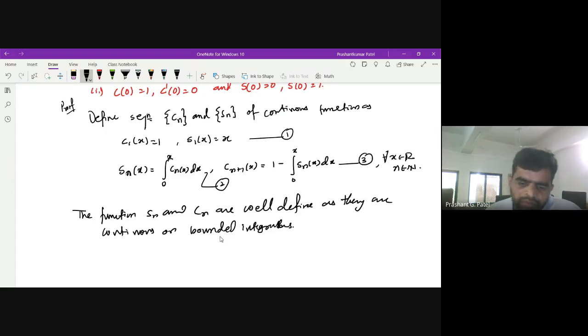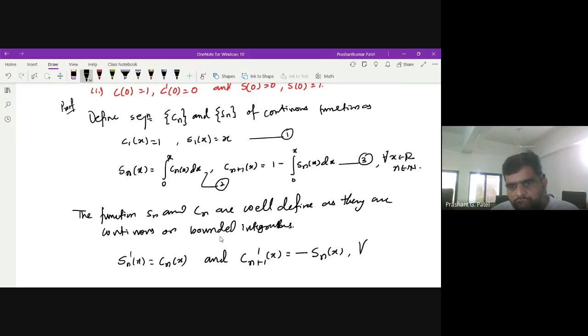So that gives the argument, and obviously using the fundamental theorem of calculus, the first derivative Sn dash of x is Cn of x, and Cn plus 1 dash of x is minus Sn of x, and this is true for every n in the natural numbers and for every x in R.